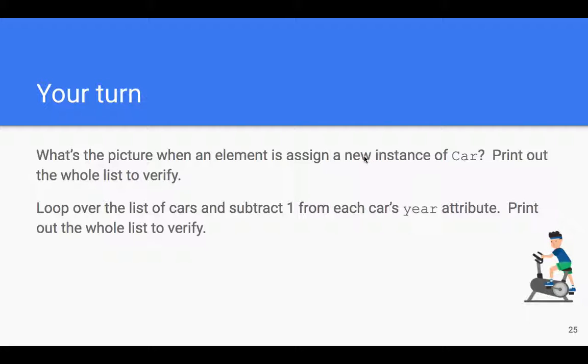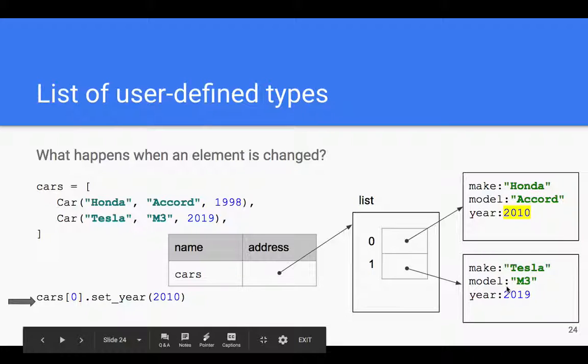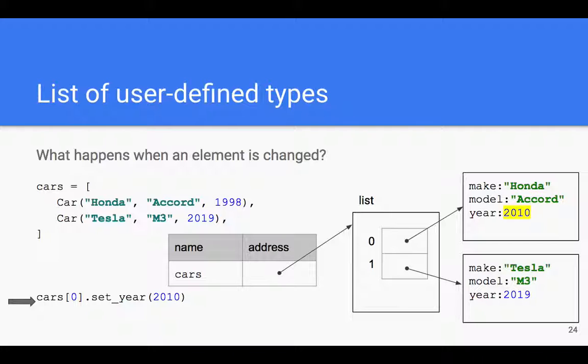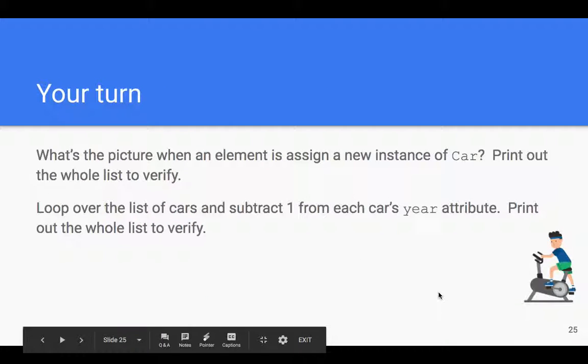So the first thing that I would like you to do is pick an element in the list, maybe element 1, and assign it to a new instance of car. Try to draw the same picture and see what the picture ends up looking like if you assign element 1 to a different instance. And then you should print out the list to verify that what you drew is what you see on the screen. So that's the first exercise.